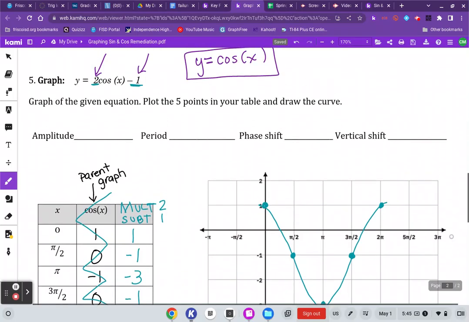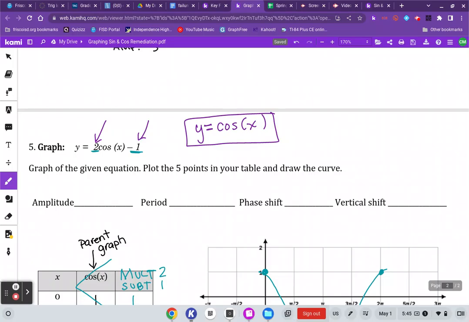I only have to graph one cycle. So if we want to fill in this part here, the amplitude is 2, the period is 2 pi. We get that from this value here. There's technically a 1 in that spot. It looks like a 0, but it's really 1. And I use the formula 2 pi over b. So I put 2 pi over 1, and that's what gives me my period of 2 pi. The phase shift would be inside the parentheses, and there's not any, so I put none. And the vertical shift is going to be down 1.